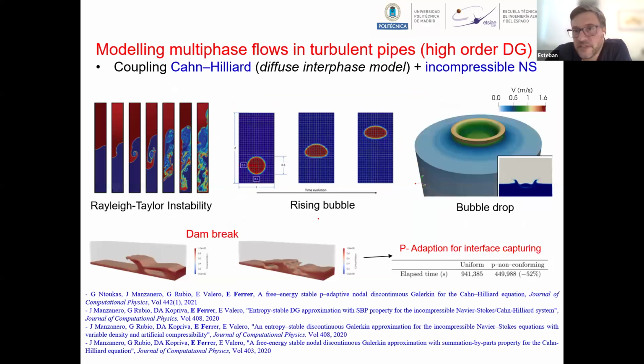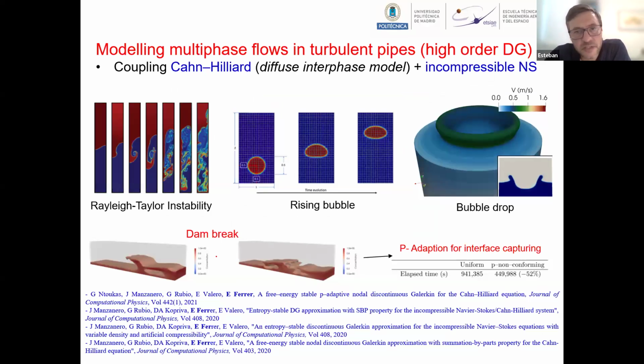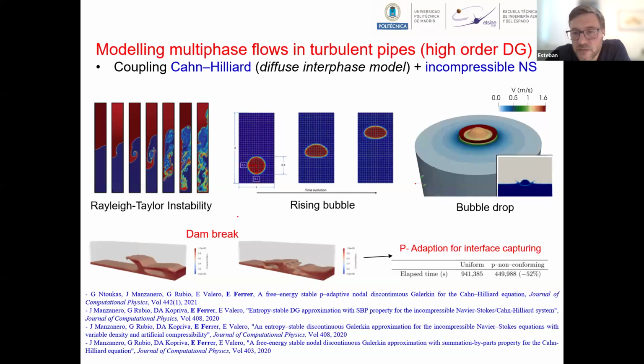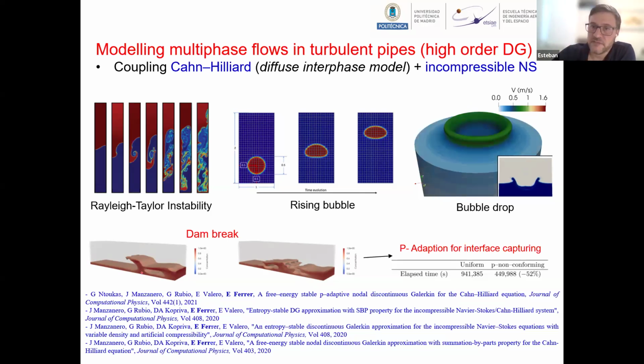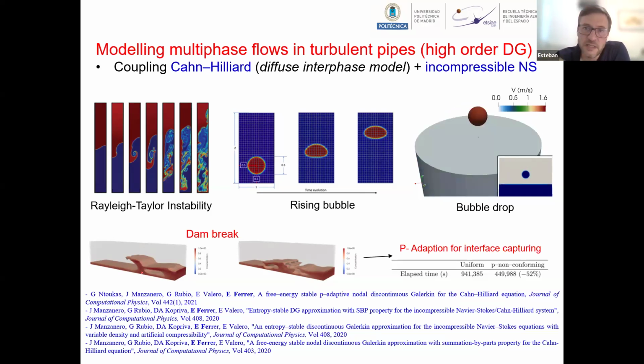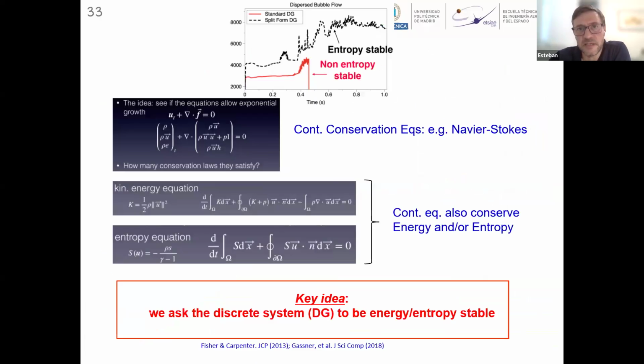We have tested that with very simple problems. These are the classic test problems that you do to check accuracy and everything. We have also tried local adaptation for dam break. This is only at the interface. We are adding polynomial order to capture really the features at the interface. And perhaps more interestingly, this formulation is not the standard formulation of the Navier-Stokes with Cahn-Hilliard, but an energy stable formulation, right?